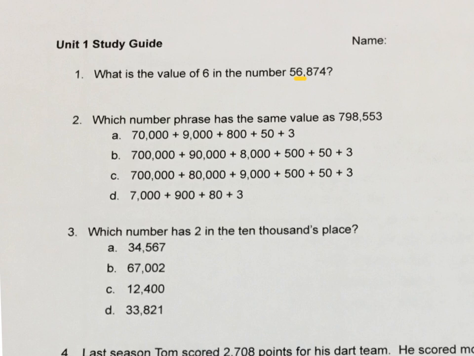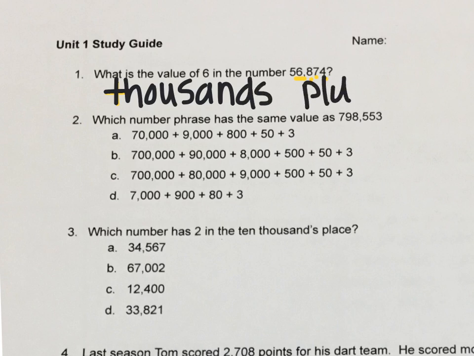Alright, so the 6, I underlined it. I can check that. Ones, tens, hundreds, that's going to be thousands. So underneath it, I would write, let me change to black, the thousands place. If that's not what you wrote on your answers, go ahead and change that.